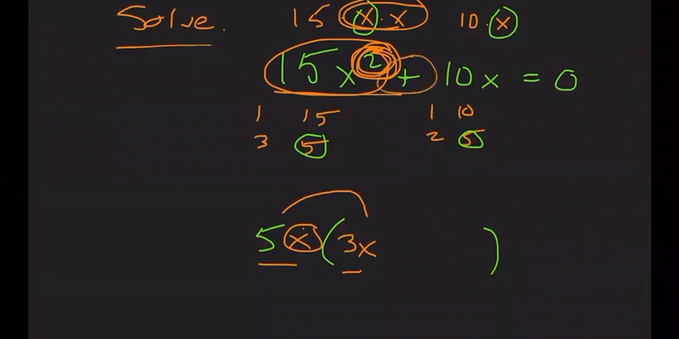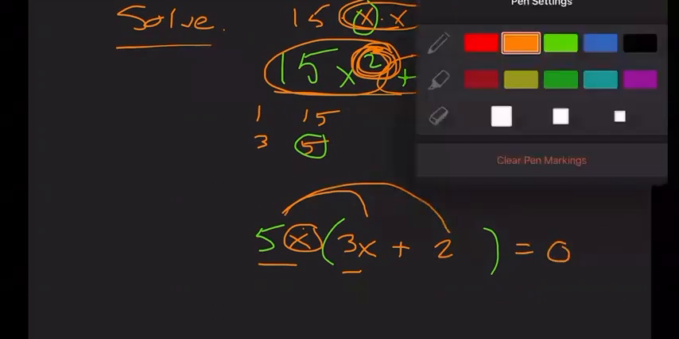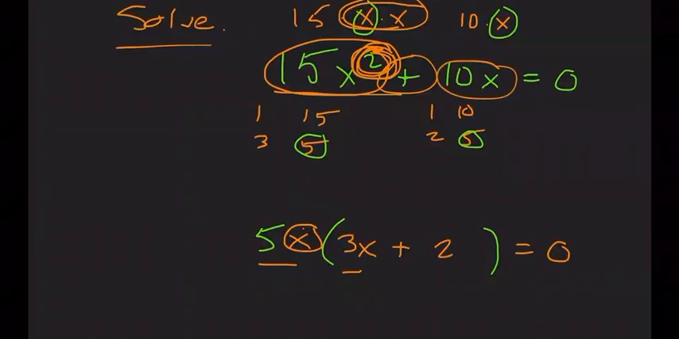So if you have an x, you need to get x squared, just multiply times an x. We drop down whatever sign is there, plus, and then 5x times what gives us 10x? That'd just be 2. Make sure we have our equals 0. If you start off with an equal sign, your equal sign should always be there, should never disappear. So we have 5x times 3x plus 2 equals 0.